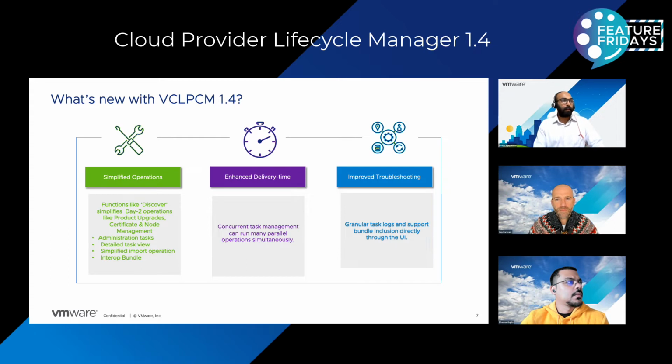And next is the parallel task management. Before, we could only manage one task. That is, if we were deploying two VCD instances, we had to wait for one to get over, and then the next would take over. So in 1.4, we've made parallel execution possible, so it can handle concurrent tasks. If you want 2 or 3 VCDs, you can deploy them together, unless there is a dependency on each other. If there is no dependency, this can handle it.